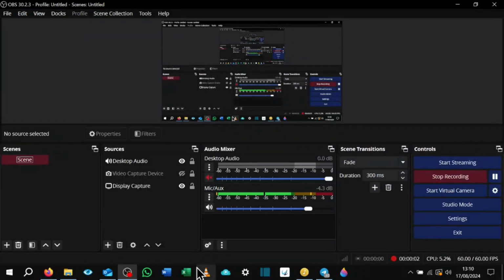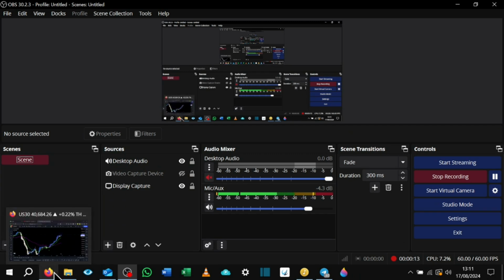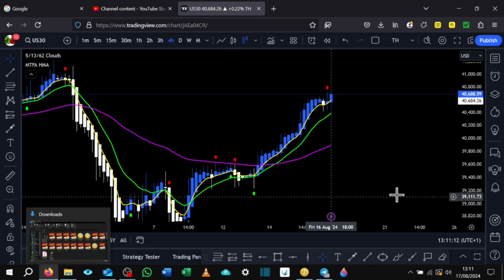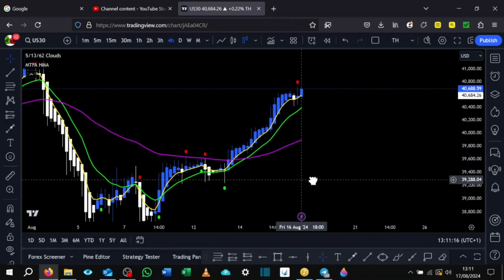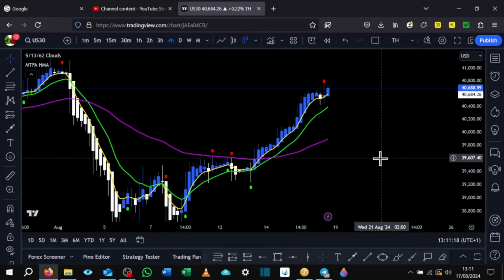Good afternoon, traders. It is the 17th of August, currently 1:10 p.m. in the UK, and this is episode 5 of the 5-13-62 EMA strategy.